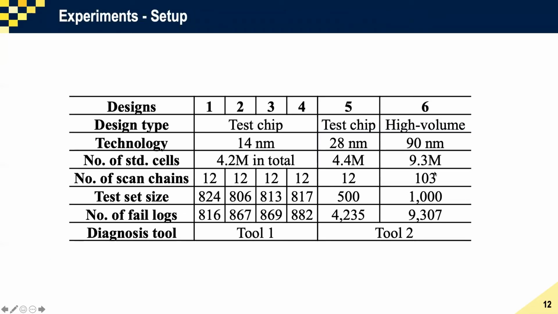For the experiments, this table lists the basic information of 6 examples from our industrial partners. Designs 1 to 4 are test chips for characterizing the manufacturability of random logic. They implement similar logic functions but are different in logic gates and layout. Design 5 is a 28 nanometer test chip, and design 6 is a 90 nanometer high volume part. Designs 1 to 4 are diagnosed using the same tool, while designs 5 and 6 use another tool.